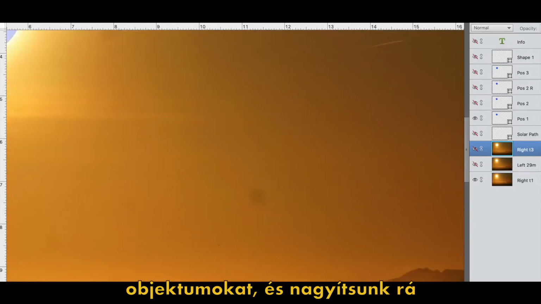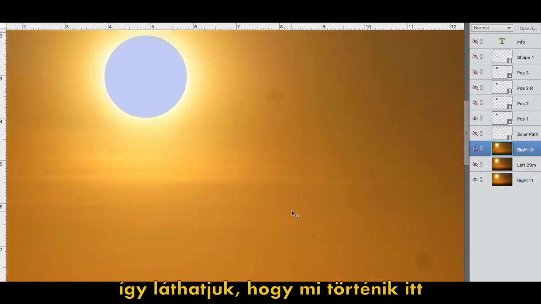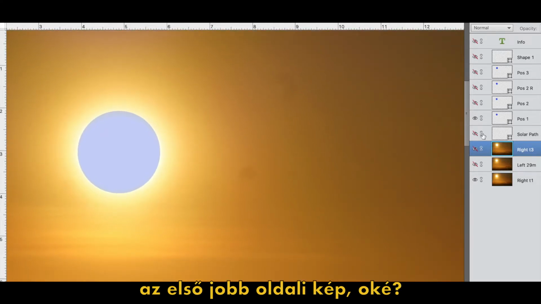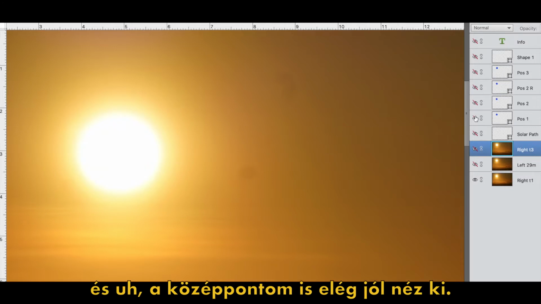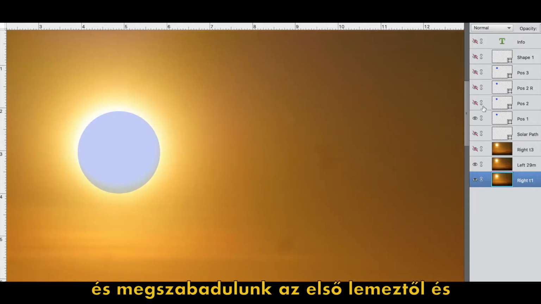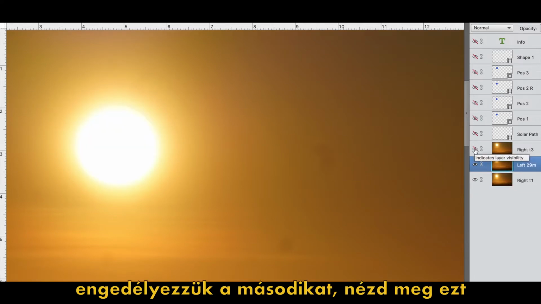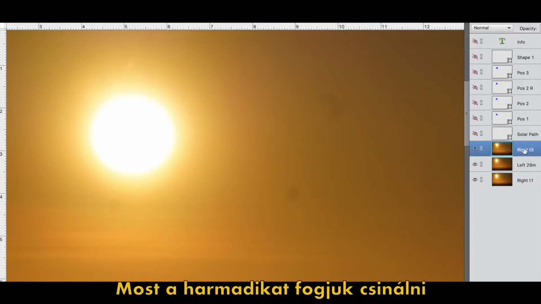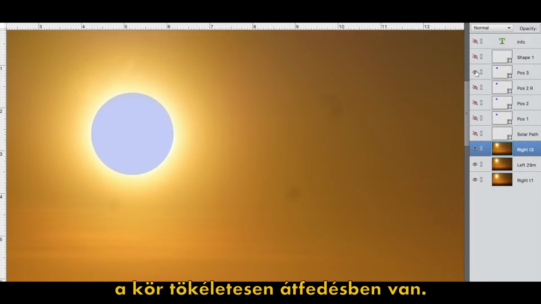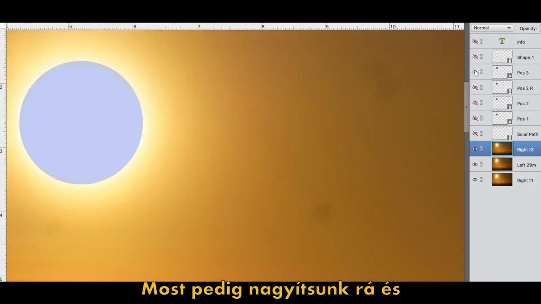And so let's zoom in so you can see what's happening here. So there is the sun, and this is the first right image. Okay, and I have it centered pretty well, as you can see. Now I'll toggle visibility on the second image, and we'll get rid of the first disk and enable the second one. Look at that, almost perfect. Now we'll do the third one and toggle its circle, perfectly overlaid.